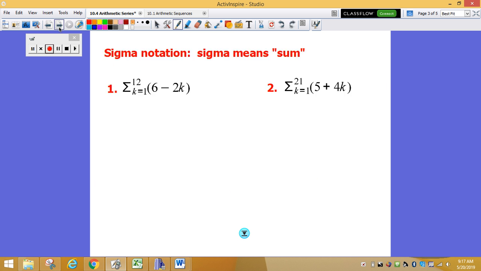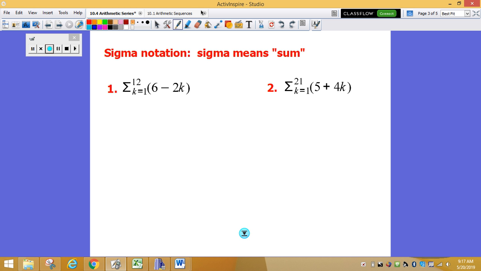All right, this is a totally new format for you. You've never seen this. This little E is called summation. That just means we want the sum. K is where we're starting, so we're starting with the first term. The number on top is how many terms we're looking at, so we're looking at 12 terms. And then this is my equation. This is my formula, what I'm plugging numbers into.